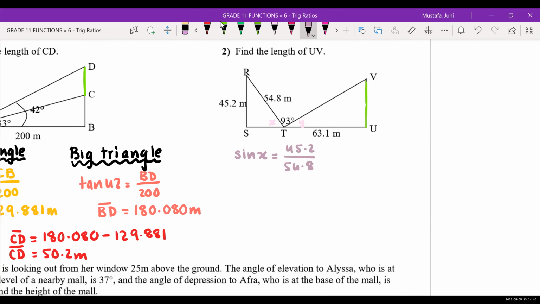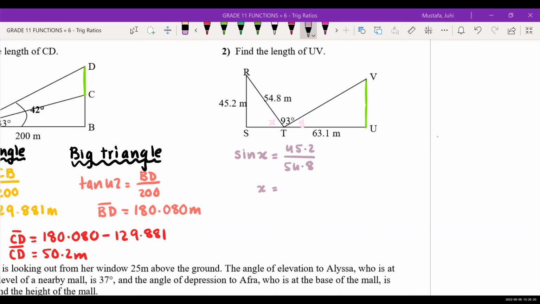And remember, to figure out any angle, you're going to have to be using sine inverse. So when you're trying to find an angle, you're going to go sine inverse of 45.2 divided by 54.8. And I get 55.5699. So I'm just going to keep a bunch of these decimal places. It's going to be 55.569 degrees.